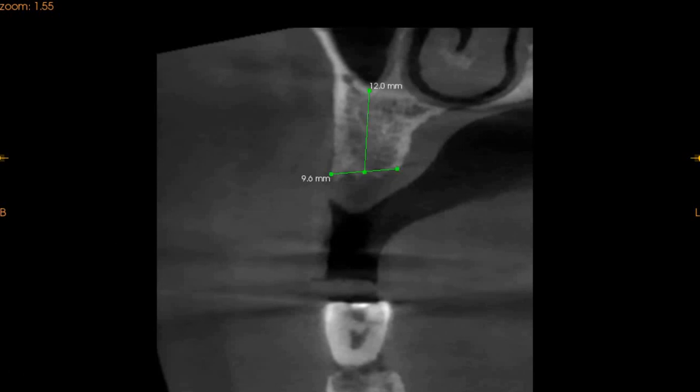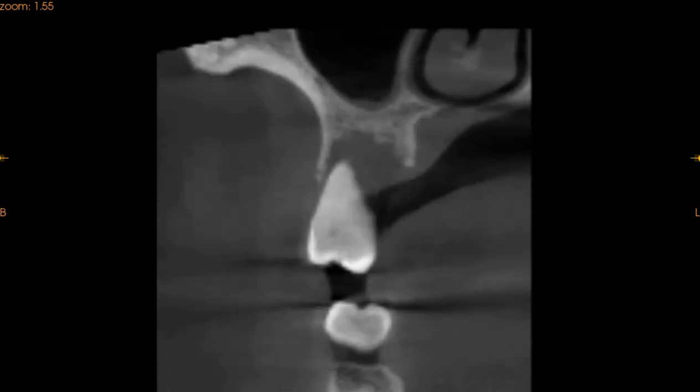Now, the bone quality in this region is D3, primarily because we've got very thin cortical plate and a very exorbitant amount of cancellous bone in this region. Now, as we move towards the distal aspect, we can see how the bone dips. This is where the bone dips.